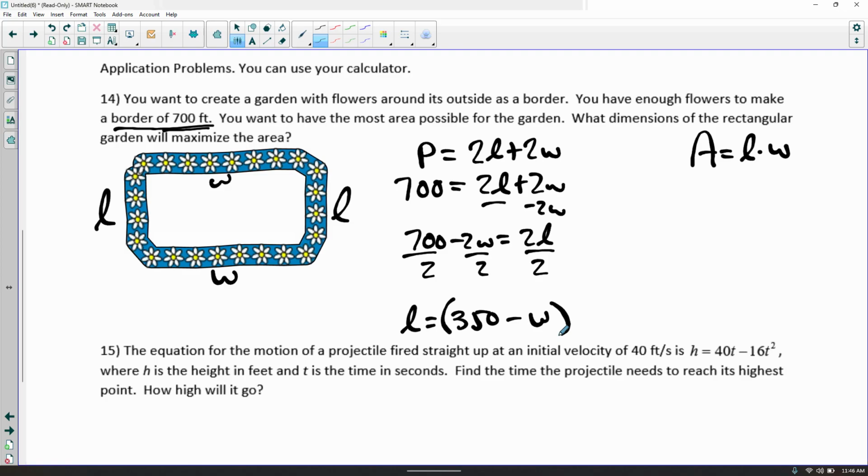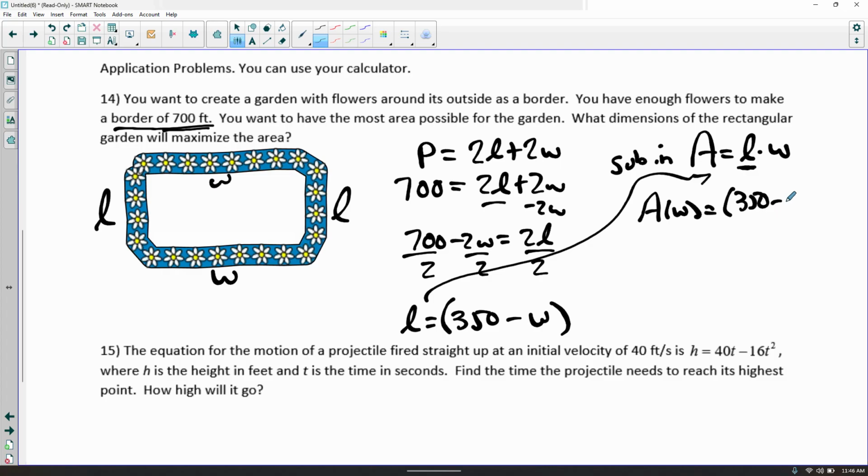Now, you could have solved for W. You would have moved the L over and divided by 2 and got W is equal to 350 minus L. It would have been the same equation, just changing the letters. Now, this right here is going to be changed. We're not going to write L anymore up here. You're going to sub it in. Substitution in. All right. So I'm going to get A, and the letter we're looking for is W. So A sub W. And I'm going to put 350 there, Vincent, and put minus W and put a W.